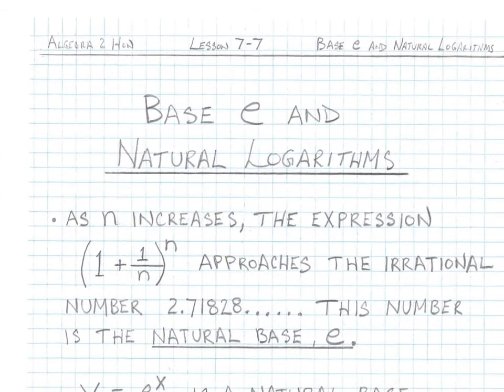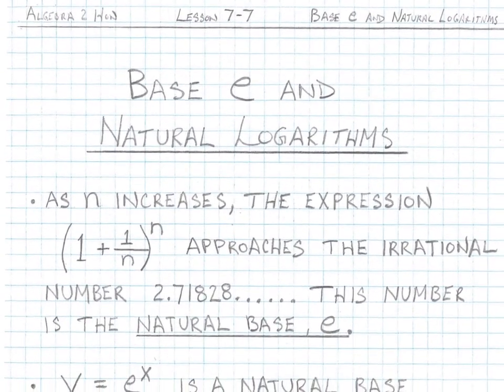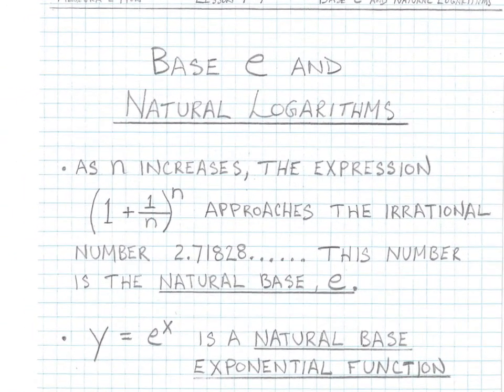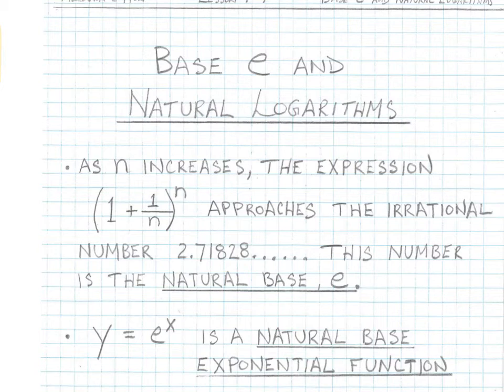Here we go. Chapter 7, Lesson 7. Base e and natural logarithms. So, as n increases, the expression 1 plus 1 over n to the n power, that's the part that we were just looking at, as n increases, this value doesn't grow and grow and grow and get bigger and bigger and bigger. It actually approaches a certain number, and that number is irrational.